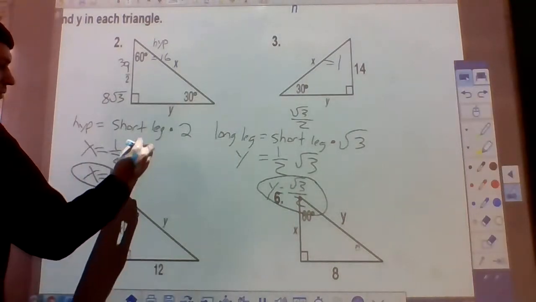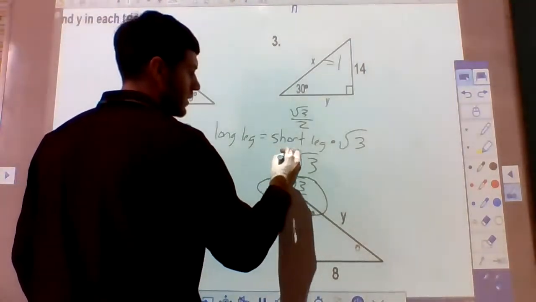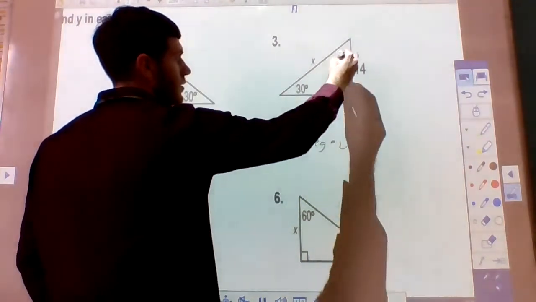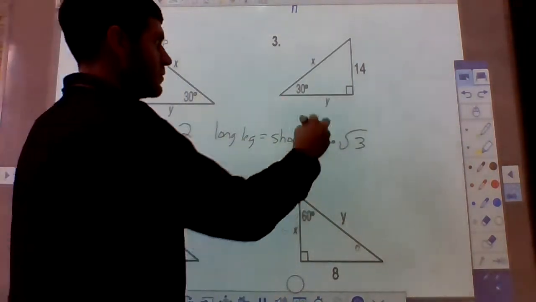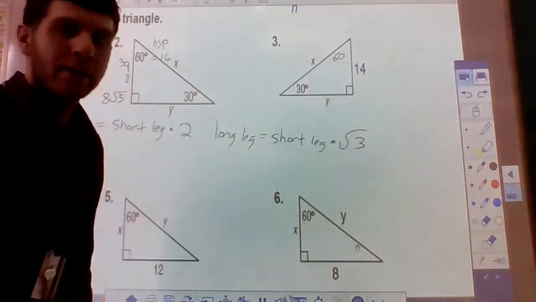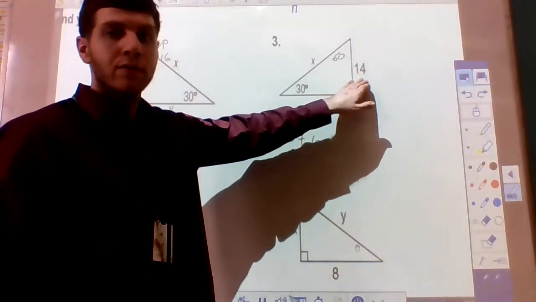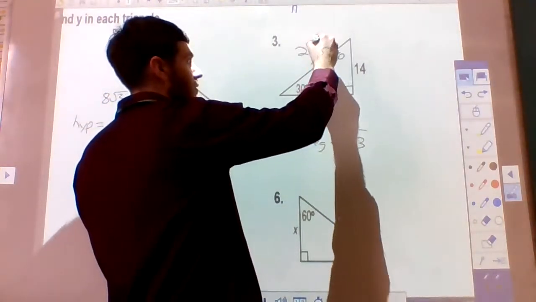So number 3, before we write it out, I just want to point out we don't need to be using these formulas the whole time, if we understand what we're doing. So we know this is going to be 60. We know 14 is the short leg. We know the hypotenuse is twice the length of the short leg. So the hypotenuse is going to be 14 times 2, which is 28.